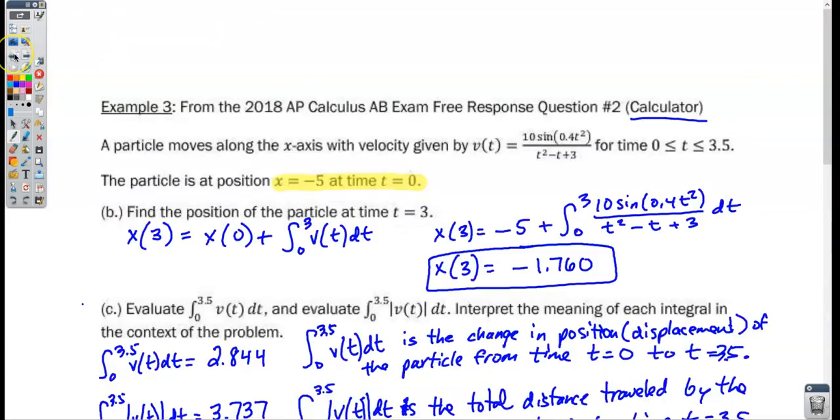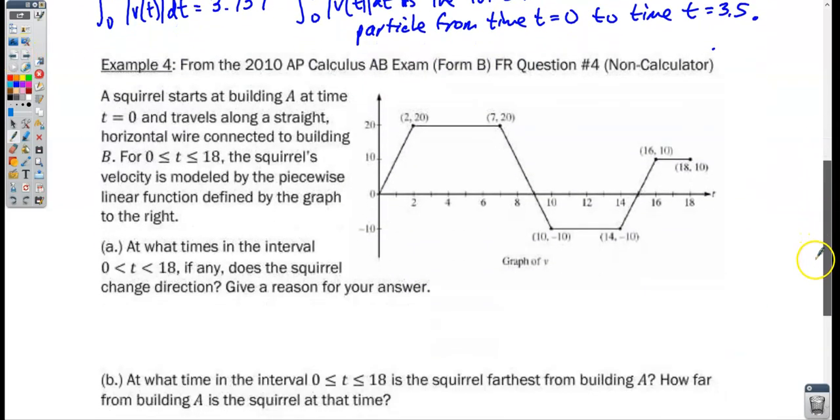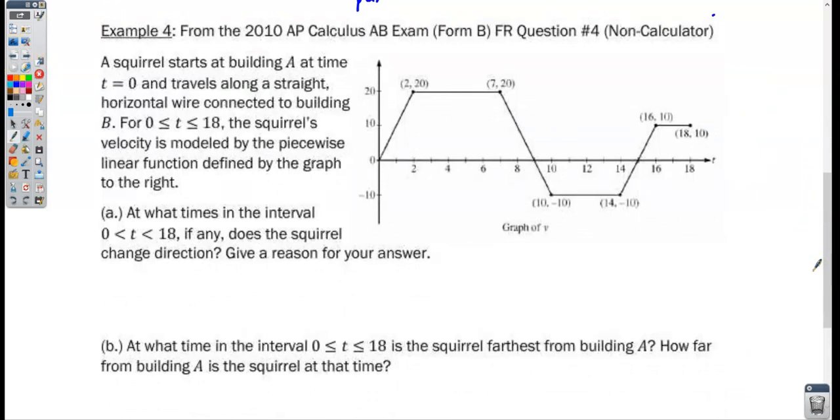Yep, it sure is. Example 4 comes from the 2010 AP Calculus AB exam, Form B. It's free response question number 4, which means it was a non-calculator question. A squirrel starts at building A at time t equals 0 and travels along a straight horizontal wire connecting to building B. For time 0 to 18, the squirrel's velocity is modeled by the piecewise linear function defined by the graph to the right. Part A.